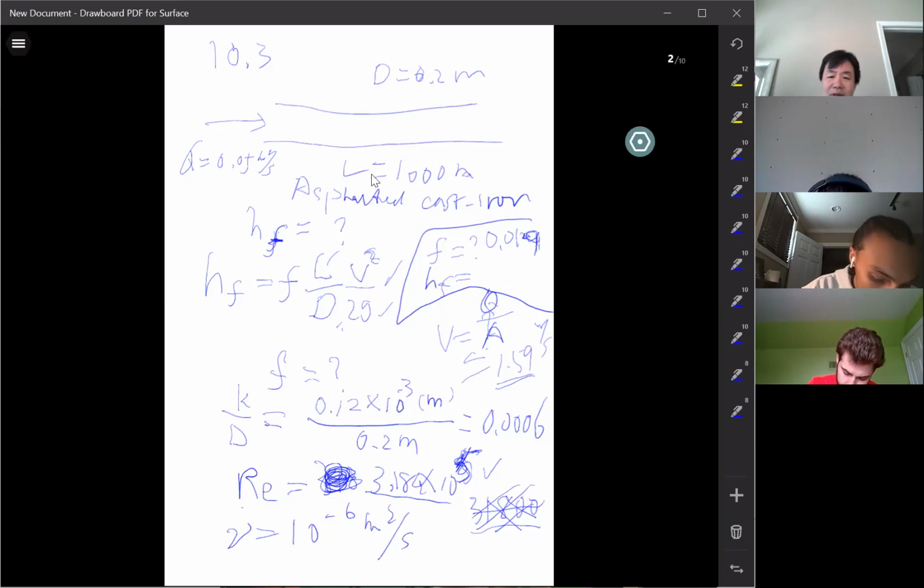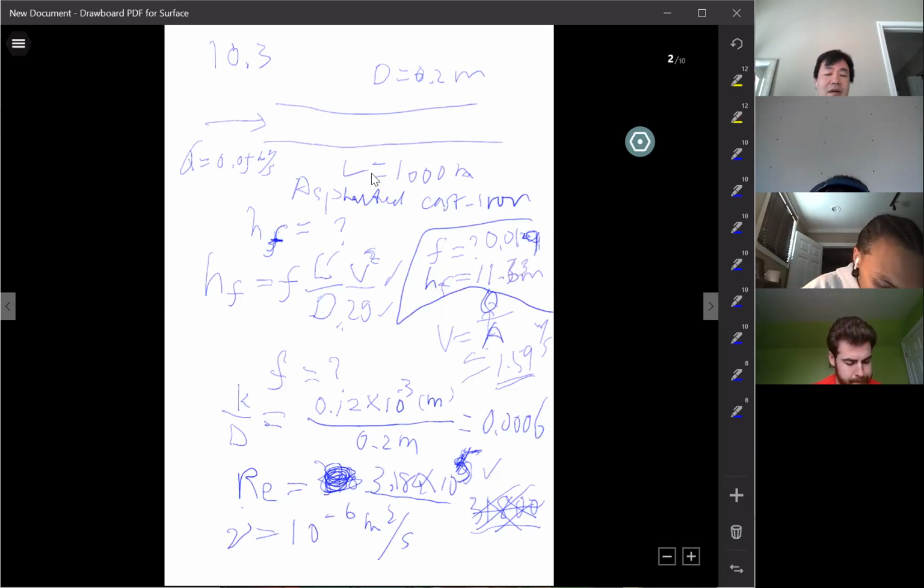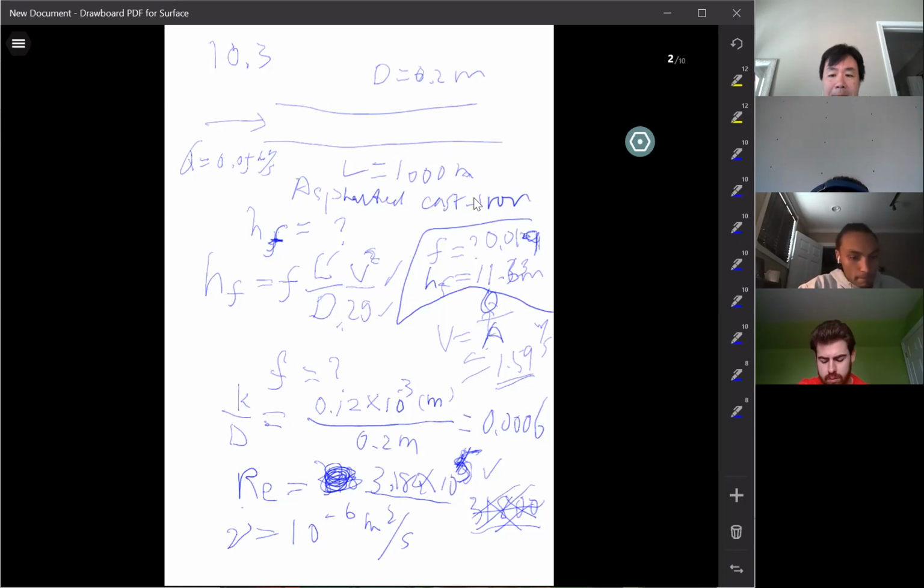I got 11.63 meters. 11.3 meters. Good. Is that what everybody got? Oh, 6.3. That's okay, using the 0.018 for f. Okay, that's fine. I think it's maybe slightly different from what the book has, but I don't mind. That's good enough. Any questions on this one?